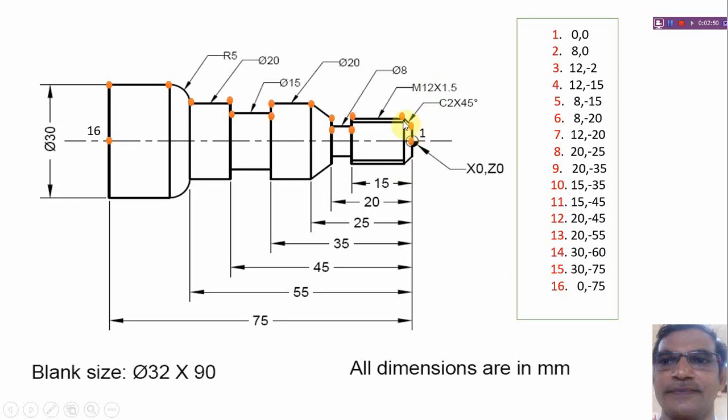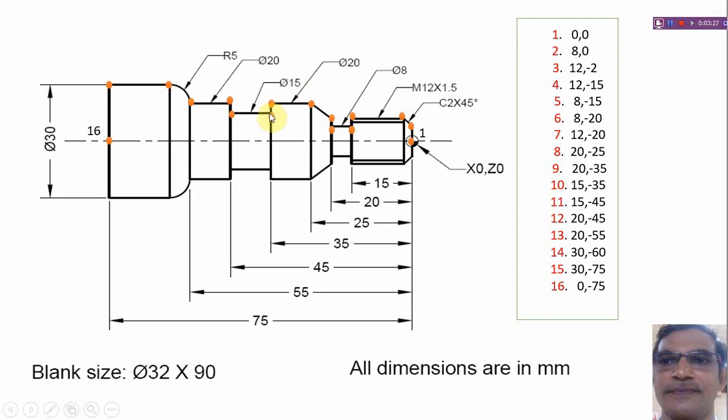This is the point 12, minus 2. Minus 2 means this distance will be 2 mm. We are following the absolute programming. From this reference point, we are giving all the Z values. Okay. And this is the point 12, minus 15, 8, minus 15, 8, minus 20, 12, minus 20. This is 20, minus 25. The length is 25 here. Okay. 20, minus 35. The diameter is 15 here. 15, minus 35. No change in X value.